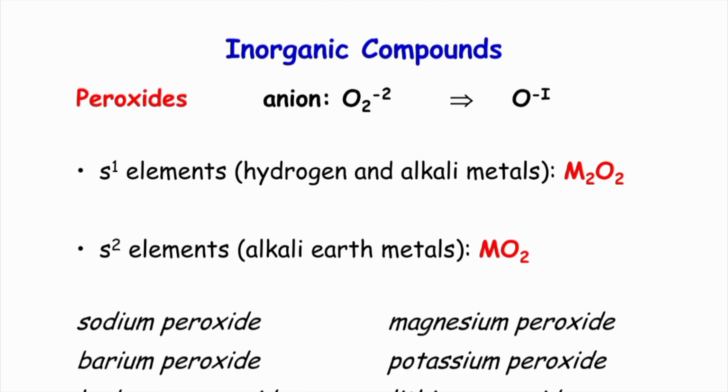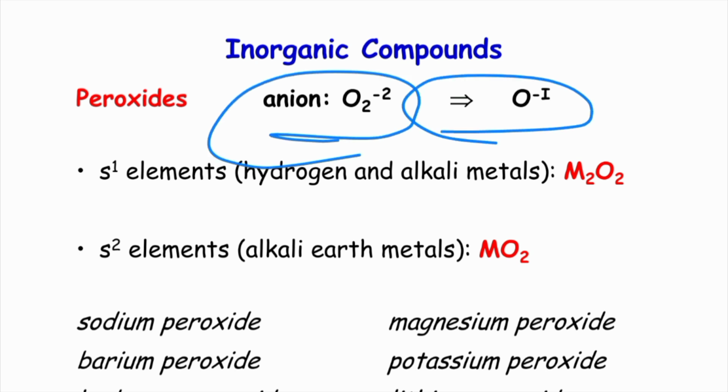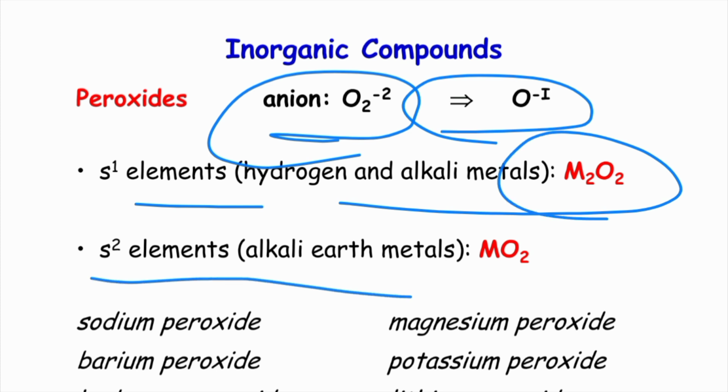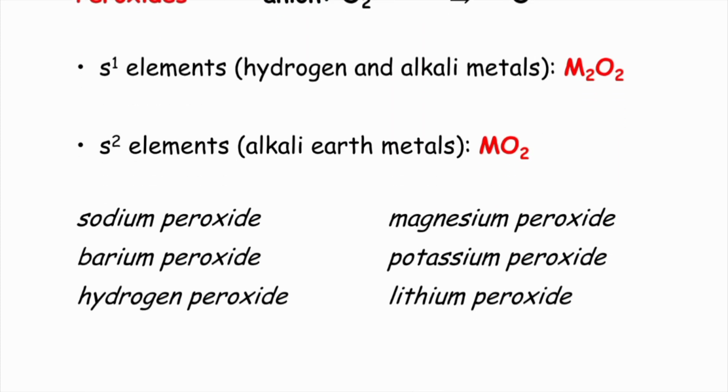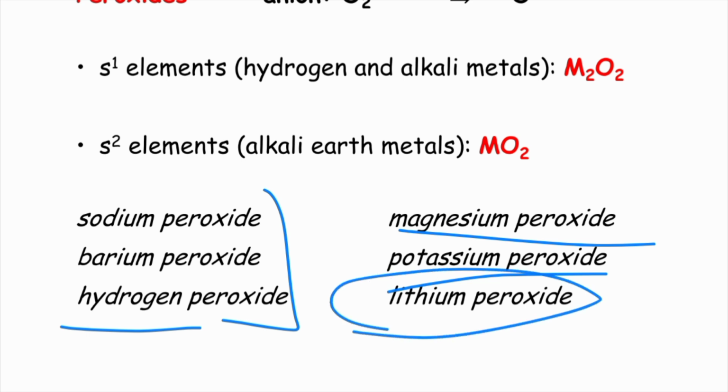Peroxides: anions O2 2- with oxygen at -1. S1 elements, hydrogen and alkali metals, formula M2O2. S2 elements, alkaline earth metals, formula MO2. Sodium peroxide, barium peroxide: this is 1A alkali metals, and this is alkaline earth metal. This is also alkali metals.